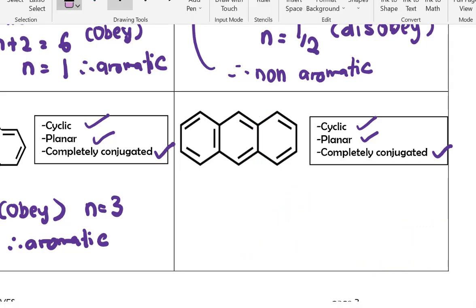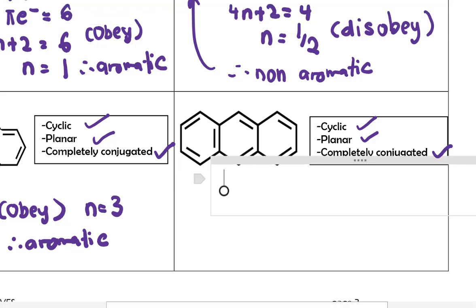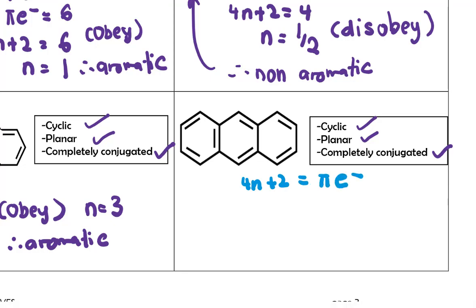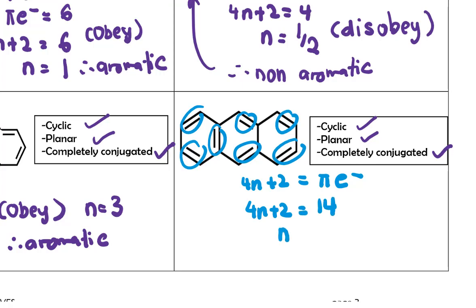If we calculate the pi electrons, for 4n plus 2 equal to the number of pi electrons: 2, 4, 6, 8, 10, 12, 14. So 4n plus 2 is equal to 14, and n will equal 3. So this one obeys Huckel's rule, so it is aromatic.